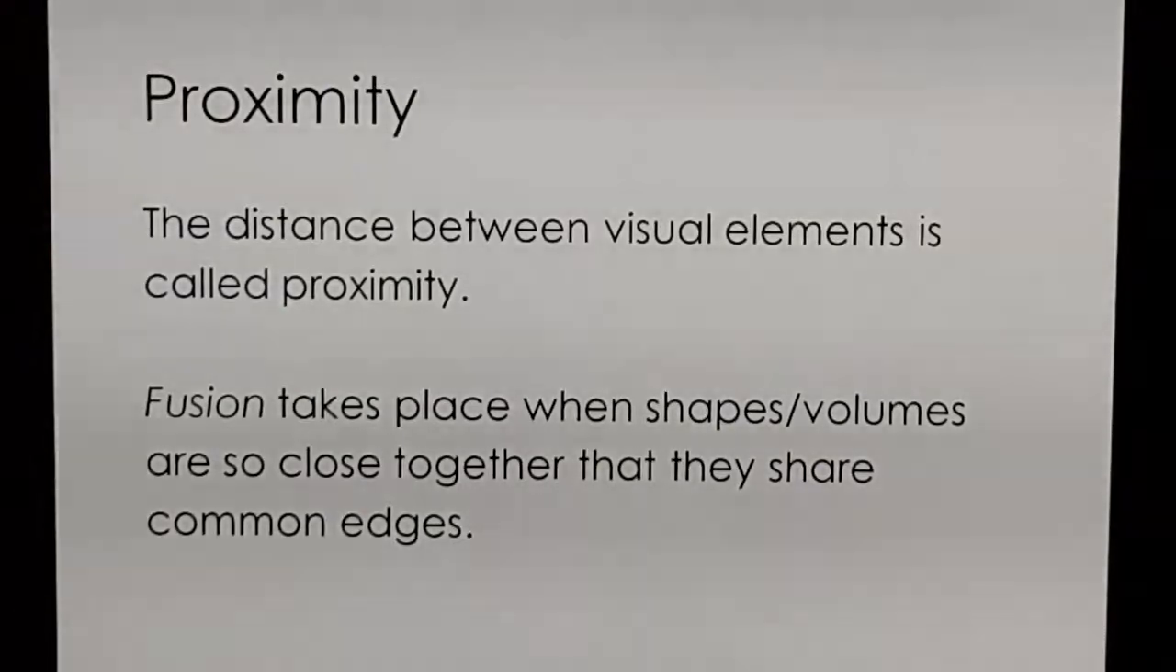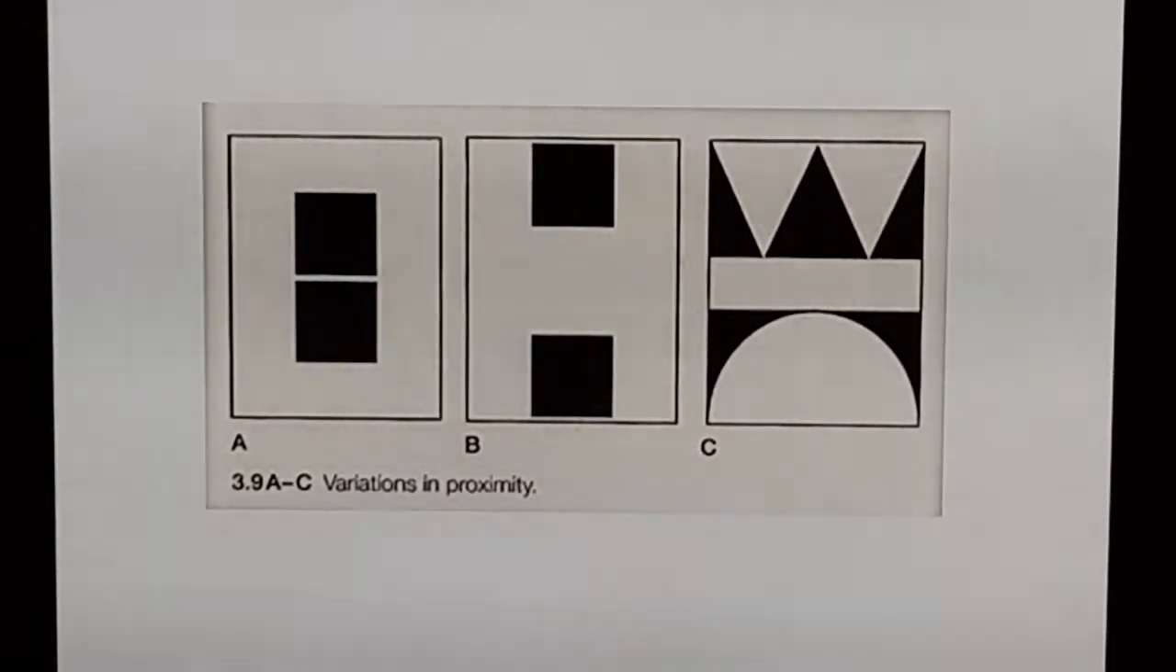Proximity refers to the distance between visual elements. Fusion takes place when shapes and volumes are so close together that they share common edges. So in image A, you'll see 2 squares very close together, and because of their closeness, it increases unity. In image B, there is more distance between the squares, and hence that reads as separate events. And then in image C, you'll see the shapes sharing common edges, and as a result of being so close together, it results in the creation of new shapes.